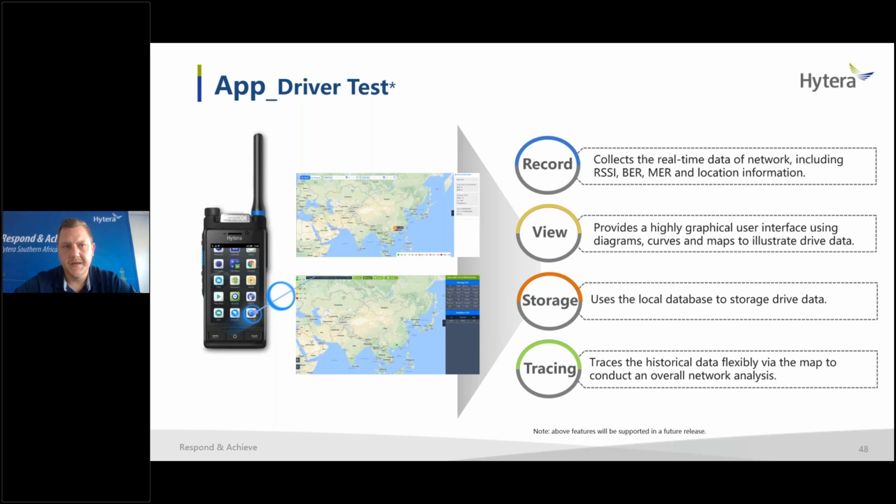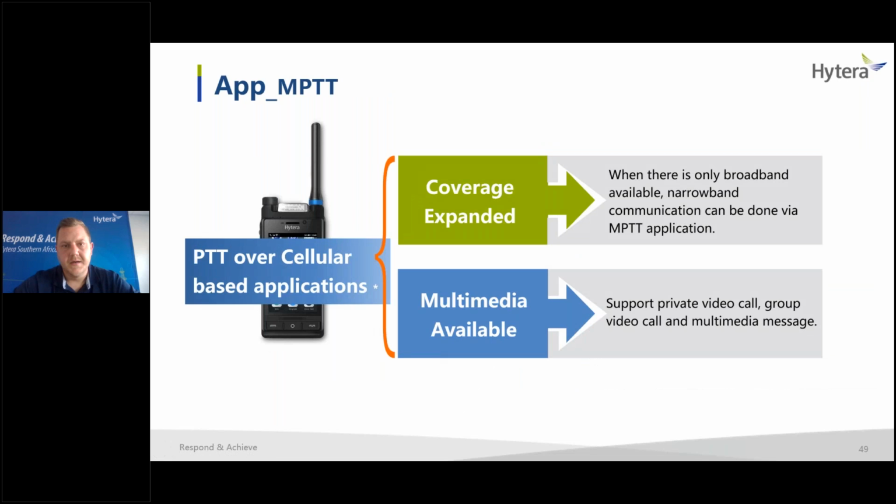Also, again, some tests that you can do. So you can also use the device with applications on it to record your coverage. You can then collect information, send that data to a database. If you want to do coverage predictions, all those types of things you can do also from the device. And then also, again, it's a PTT over cellular as well as a narrowband. So you can support both of these functions from a single device.